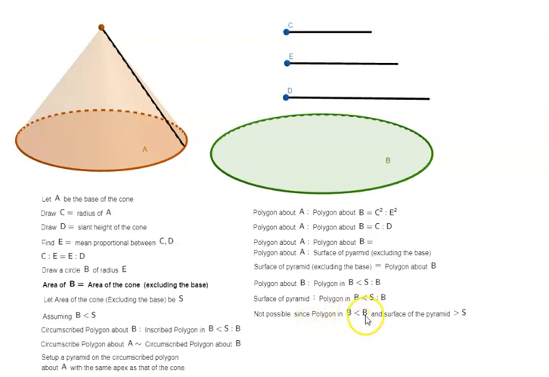Since polygon in B is less than B, an inscribed polygon is less than the area of the circle in which it has been inscribed. And surface of the pyramid has to be greater than S for this inequality to be true. But we know that the circumscribed pyramid's surface area cannot be greater than the surface area of the cone on which it has been circumscribed. So therefore, B is not less than S. So now let's look at the other case.